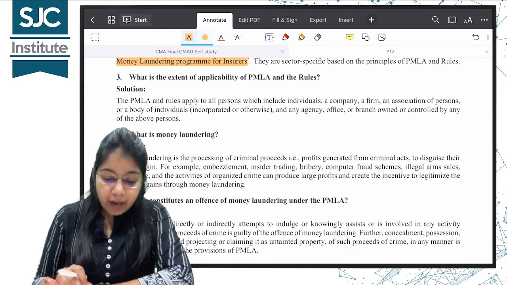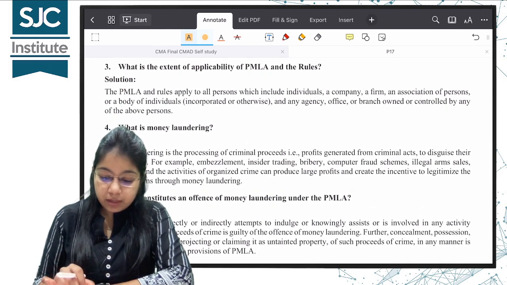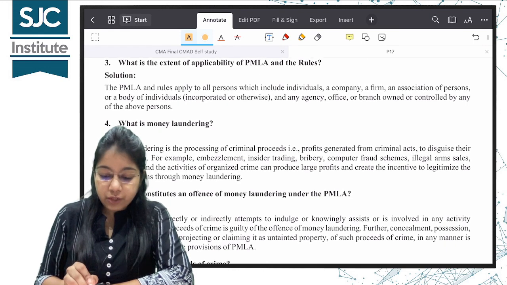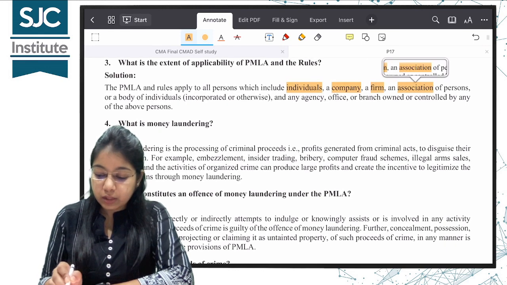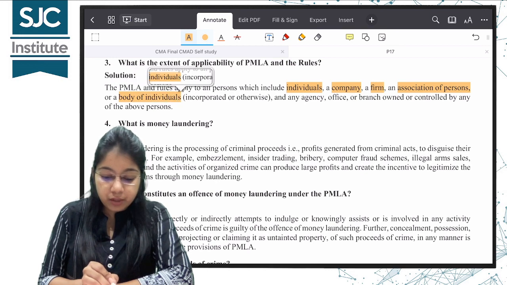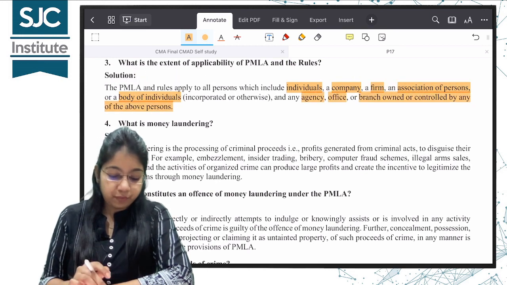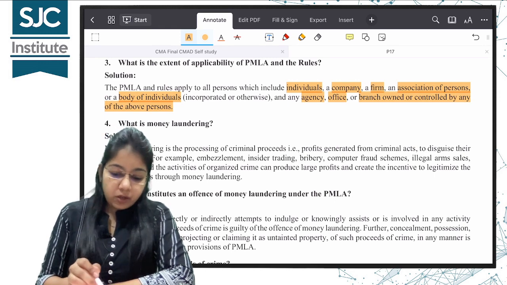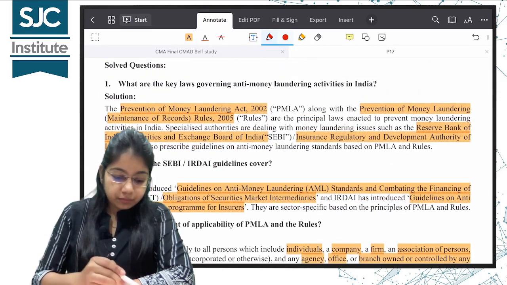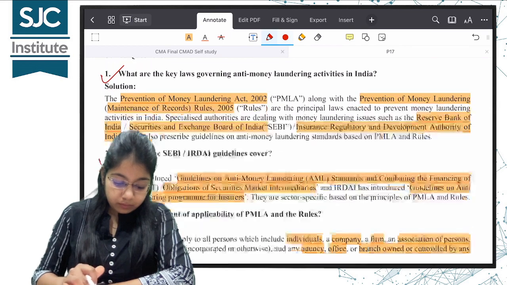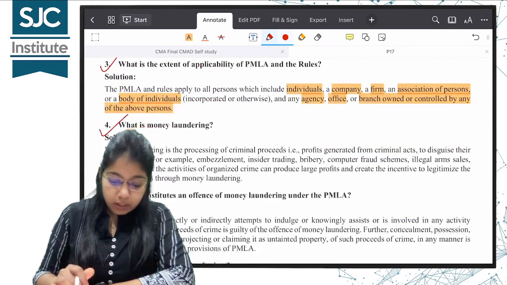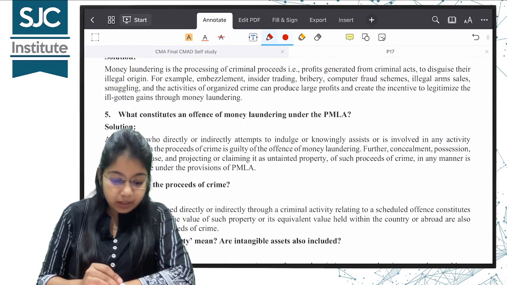What is the extent of applicability of PMLA and the rules? It will apply to individuals, company, firm, association of persons, body of individuals, agency, office, branch owned or controlled by any of the above persons. What is money laundering? We have already studied. What constitutes an offence under PMLA? This also we have studied.